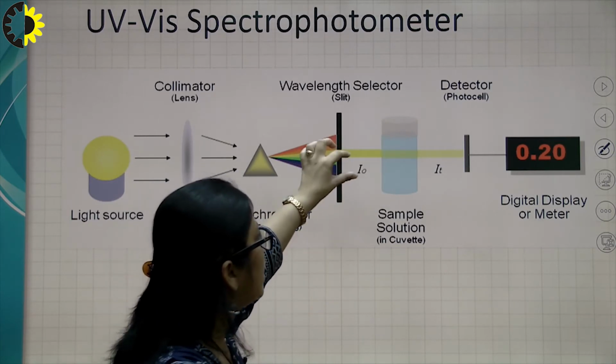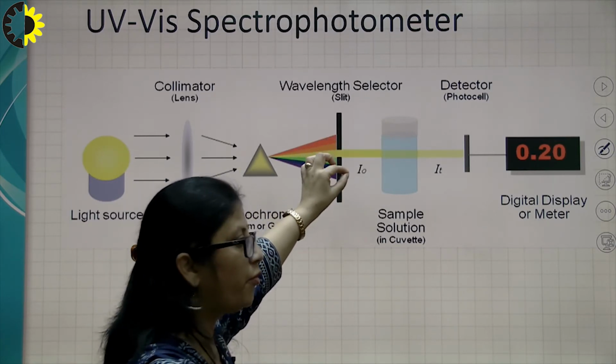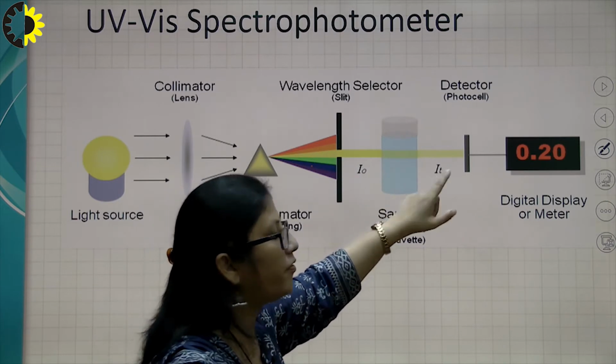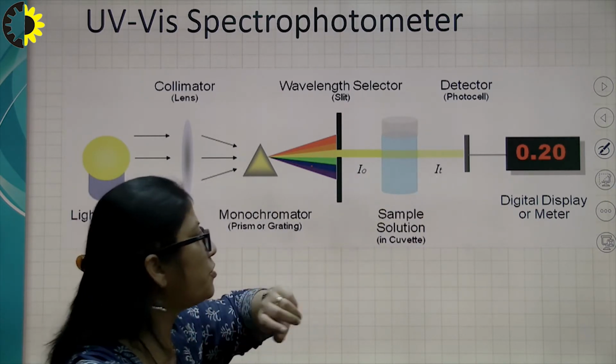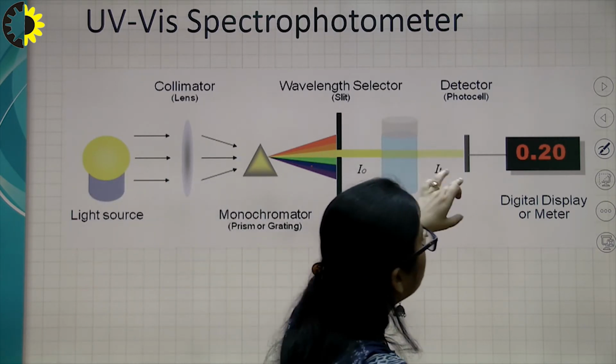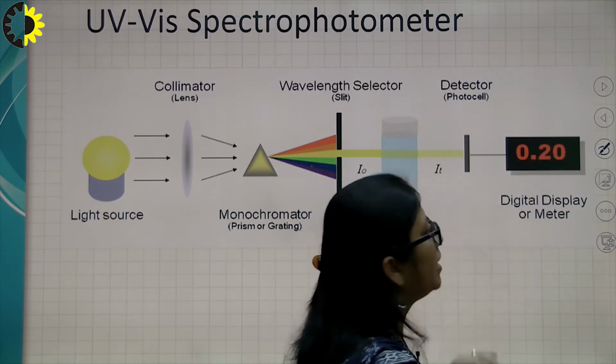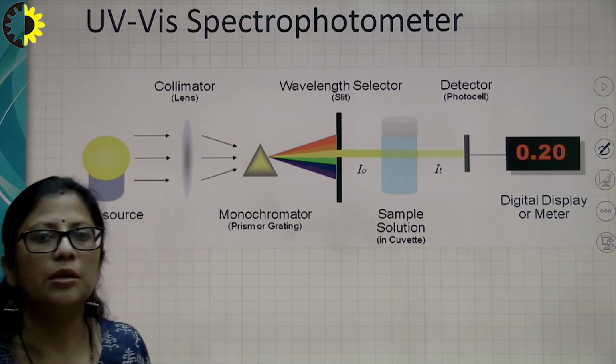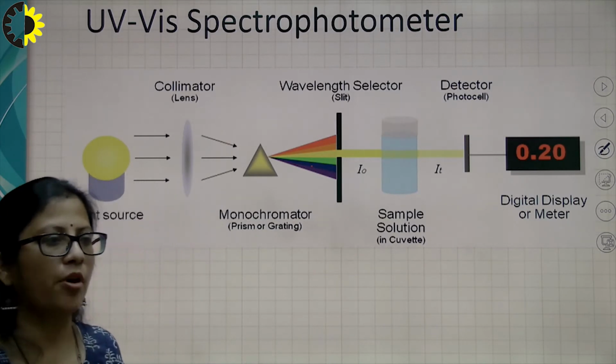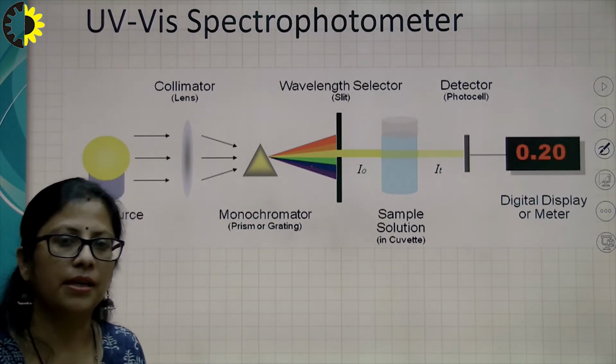This is the intensity of light before absorption. This is the intensity of the transmitted radiation. Then the detector, which is generally a photocell, and then finally the digital display or the meter, which shows how much absorption or transmittance has taken place.